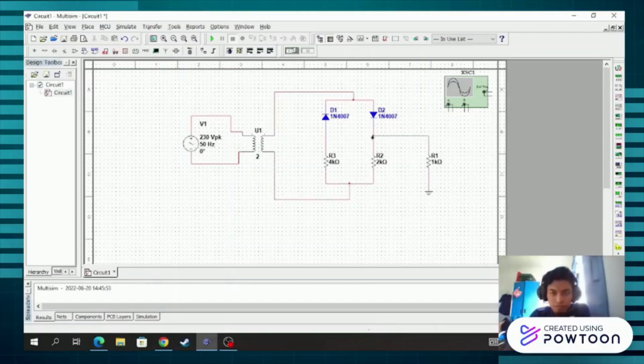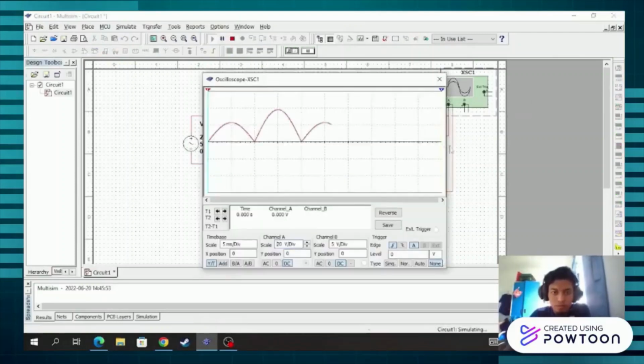Okay, resistor we put it out. This is the 1k. And the ground we put here. Okay, now we connect the oscilloscope to see the output. Okay, now this is the output waveform of the bridge rectifier. Okay, thank you.